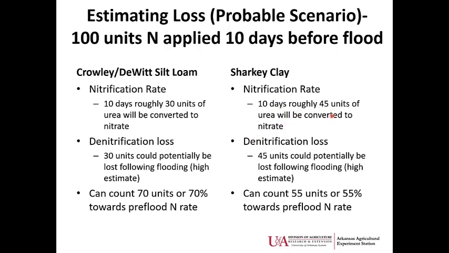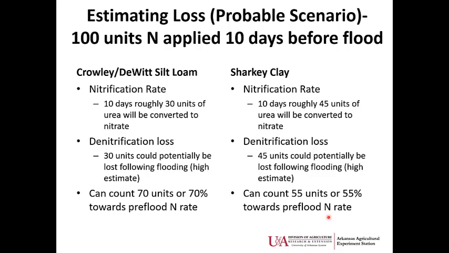We're going to assume non-ideal conditions for nitrification. So in that 10-day time frame, we're going to get conversion of roughly 45 units of the urea or the ammonium to nitrate. Once we get those saturated or flooded soil conditions, there's a potential that 45 units could be lost to denitrification, which leaves us with about 55 units or about 55% towards our pre-flood or season total nitrogen rate.